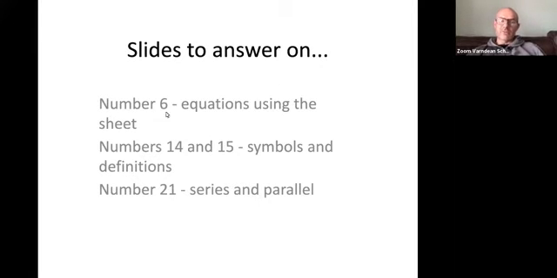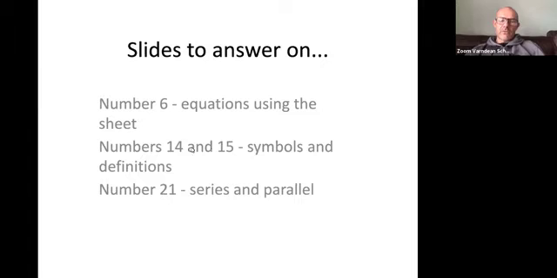And just to make sure you've got the right slide, it's easy in Google Slides, you go through and it gives you the slide number down the side. So number 6, 14 and 15 and 21. Those are the ones you need to answer and hand in. And I've given a little description of what's on the slide so that you can make sure that you're on the right one. So if you go to number 6 and it doesn't have equations on it, then it's not asking you to find equations, you're on the wrong slide.